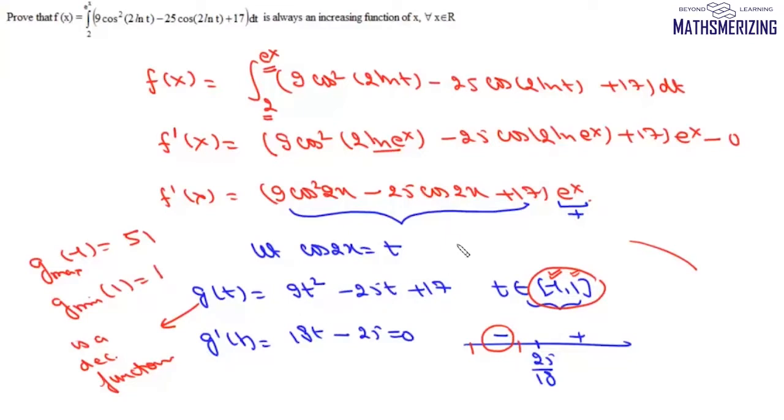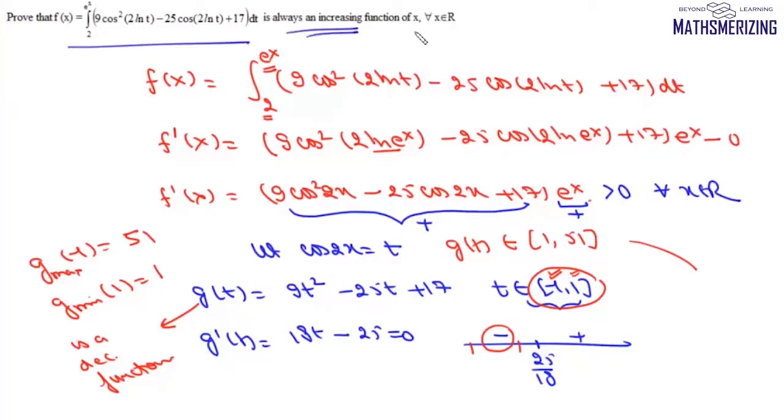So the range of this function g(t) is between 1 and 51, which is always positive. So this expression is also always positive. That means f'(x) is always greater than 0 for all x belongs to R. That is, this function f(x) is always an increasing function for all x belongs to R.